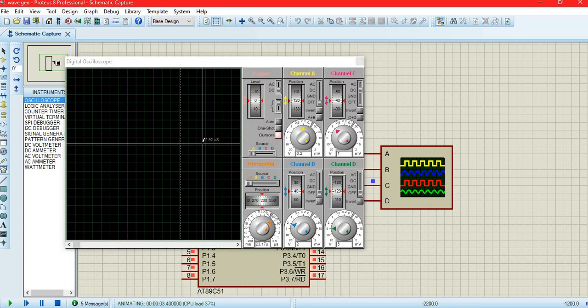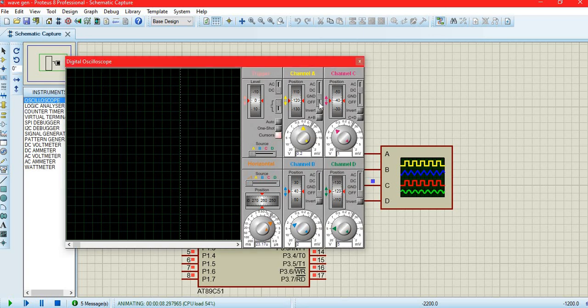To view the output, it is better to switch off all the outputs of the other channels. You can switch off the outputs of the other channels from here. This is how you switch off the other channels. Now we will see how to view the output.